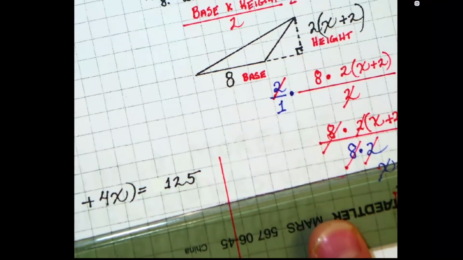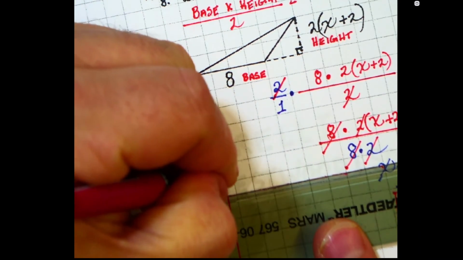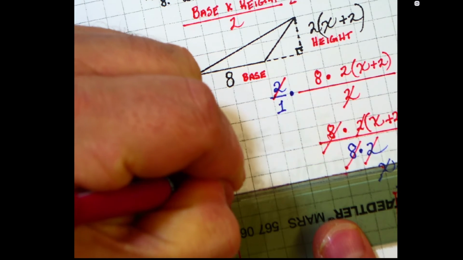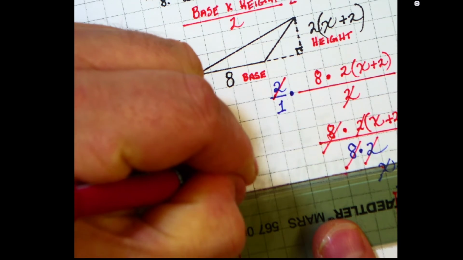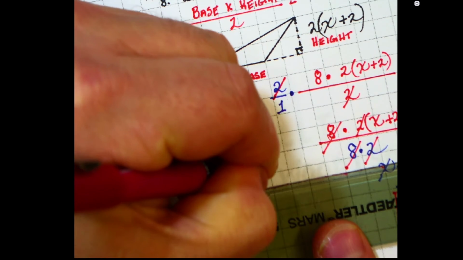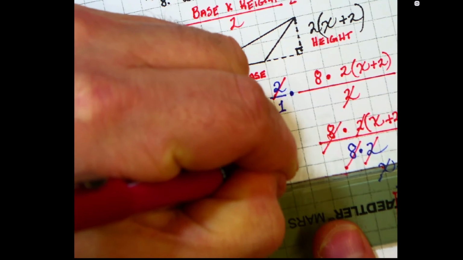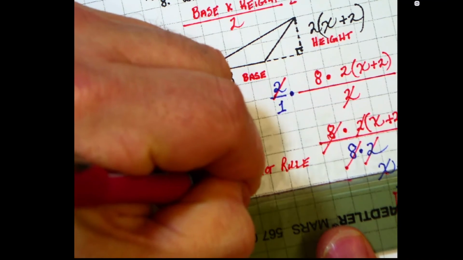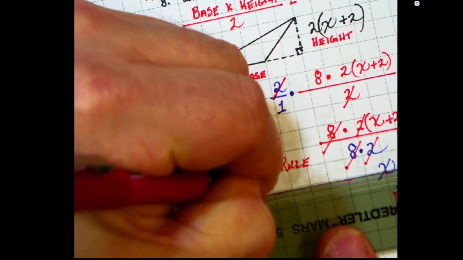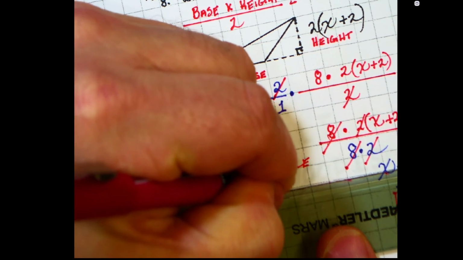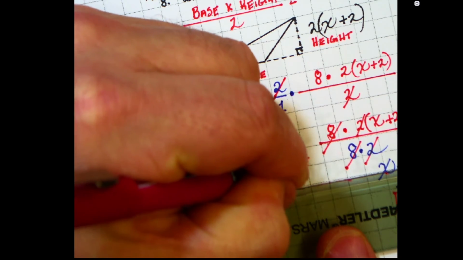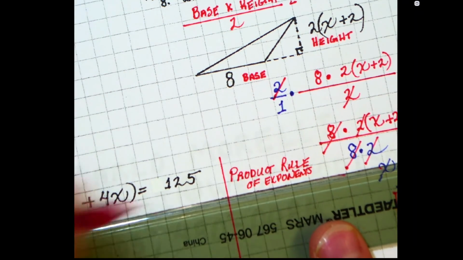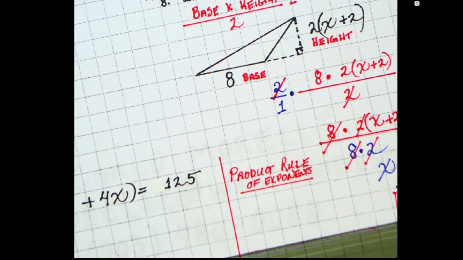Now let's remember something, okay? Remember our rules. This is called the product rule, P-R-O-D-U-C-T, R-U-L-E, the product rule of exponents. And I'll move my hand. Okay, wish I was right-handed, lo siento. The product rule of exponents.